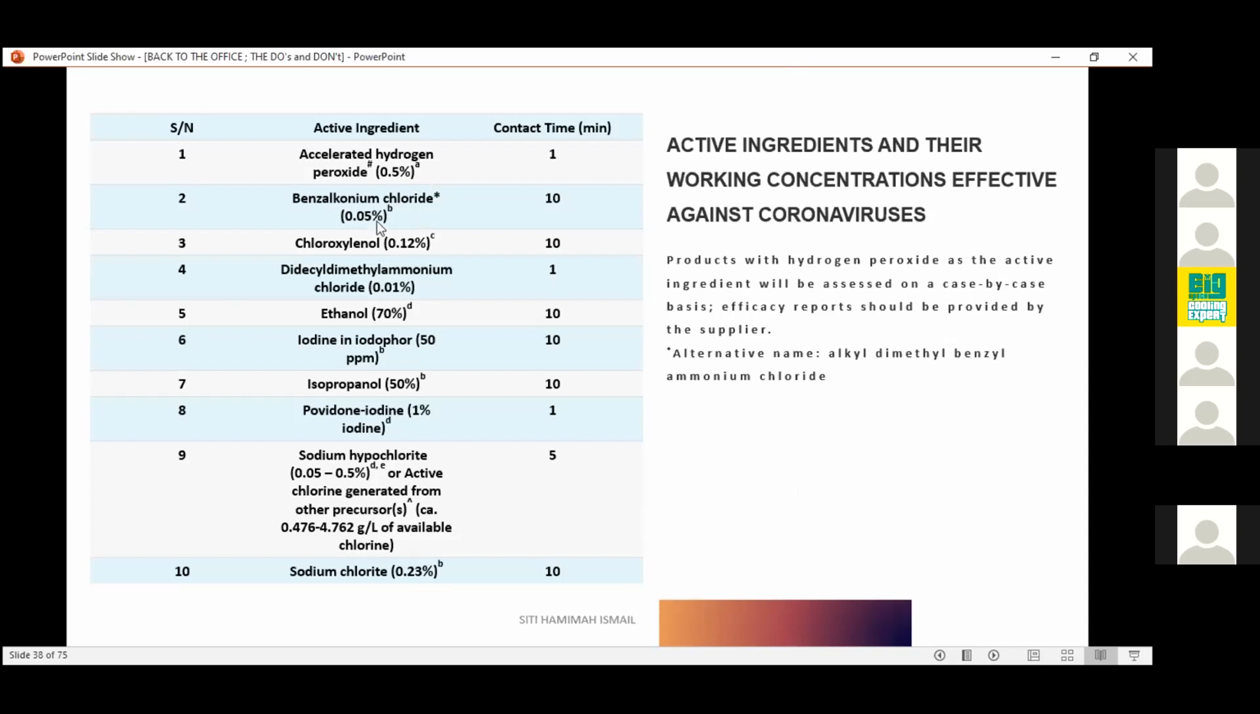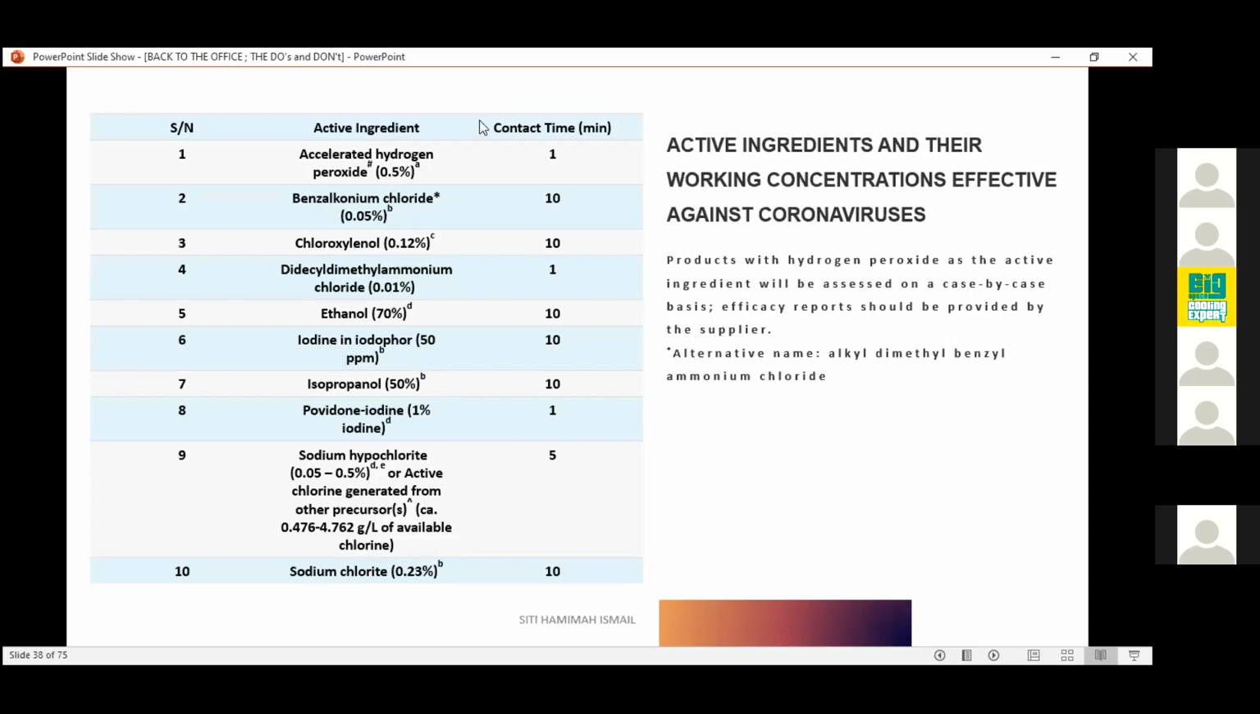Benzalkonium chloride 0.05%. Okay, chlorhexidine, yang ni 0.1%. Okay, dia semua ni ada concentration. Ethanol 70%. So isopropanol dia kata 50%. Okay, this is all the thing bila you all beli chemical. Okay, tolong check what is the concentration.